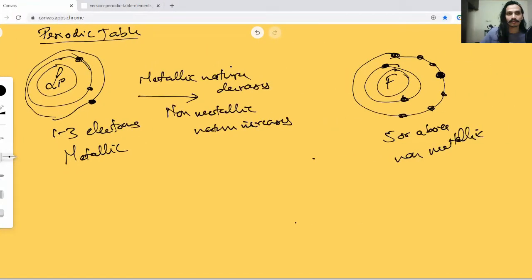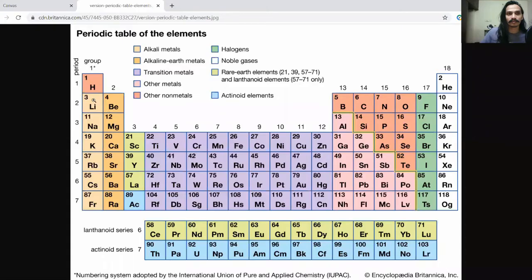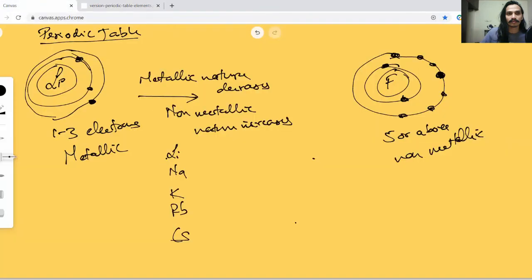What about down a group, from top to bottom? If I talk about this, I'll have lithium, sodium, potassium, rubidium, cesium. I'm looking at the first column over here, including hydrogen also, but that's a little debatable. Of these elements, they are all metallic for sure. All of them have only one electron outside. But which one is more of a metal, which one is less of a metal? I can say that cesium is more metallic than lithium. So as we go down, we say that metallic nature increases.